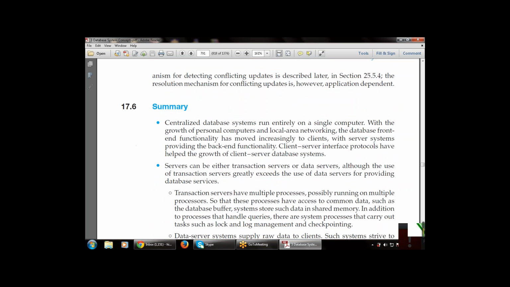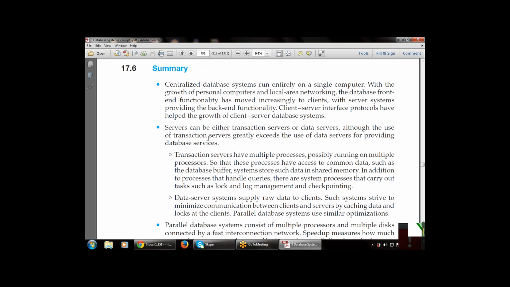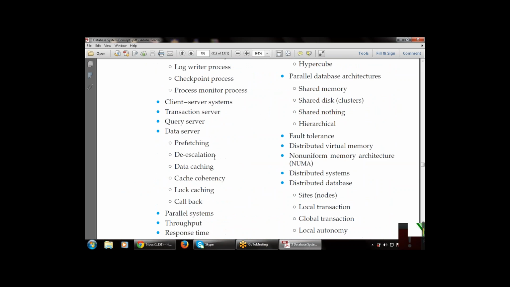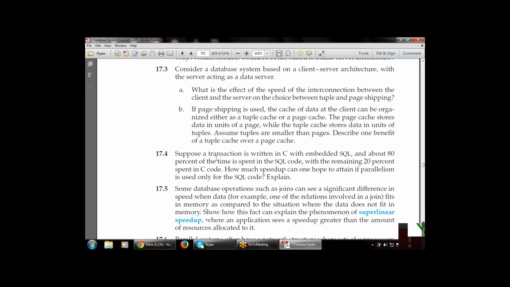Then there will be a summary of this chapter, what we have covered in this chapter. The first point is the centralized database, then servers, and what is the difference between the parallel system, distributed system, local area network, and the storage area network or wide area network.